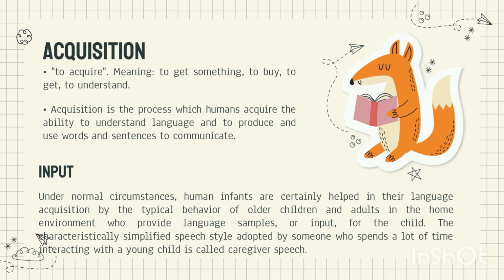Okay, now we will talk about acquisition. Acquisition comes from the word to acquire, meaning to get something, to purchase, to earn, and to understand. Acquisition is also the process by which humans acquire the capacity to perceive and comprehend languages, as well as to produce and use words and sentences to communicate. It will be many months before babies' own vocalizations begin to reflect the characteristics of the language or languages they hear, and longer still before they connect language sounds with specific meanings.